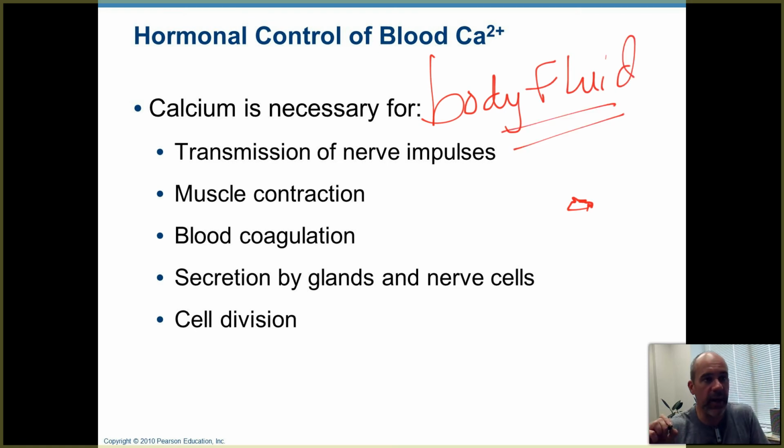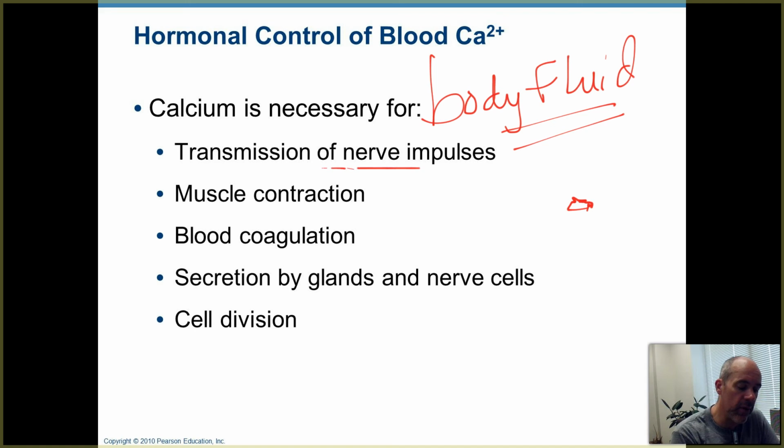Really, there where I've written blood calcium levels, calcium ions in your blood move out of the blood and into your tissue fluids. So we're really thinking about body fluid levels of calcium ions in general and not just in the blood. Okay, so what do you need these calcium ions for?